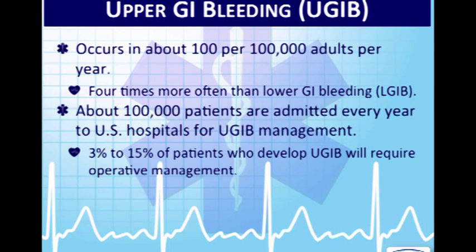Upper GI bleeds are about four times more common than lower. We're seeing a lot of this problem. It probably isn't a day that goes by that we're not seeing them in one of our hospitals. Over 100,000 patients are admitted every year just for upper GI bleed management. It's very common for them to activate a critical care paramedic. Some of them need very specialized care, and we're transferring from facility to facility. So this will be a very common call in your career.